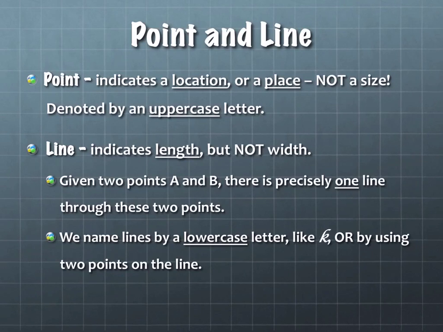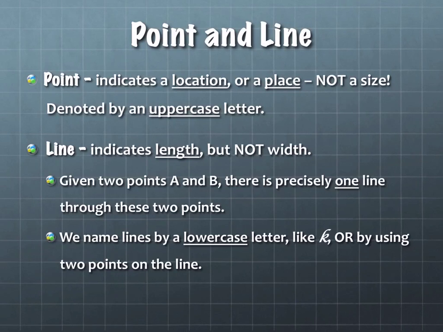A line indicates length, but not width. Same thing, you can't draw it with no width, so you see that it has width when you draw it, but it doesn't actually have width, it's just a length. If you're given 2 points, A and B, there is precisely one line through these 2 points.